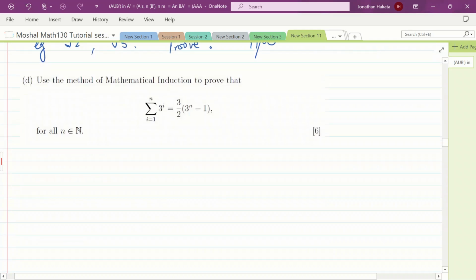Use the method of mathematical induction to prove that for all n element of N, this formula is true on all natural numbers. Natural numbers are counting numbers, 1 up to infinity, right? Positive whole numbers, 1, 2, 3, 4, and so on and so on.